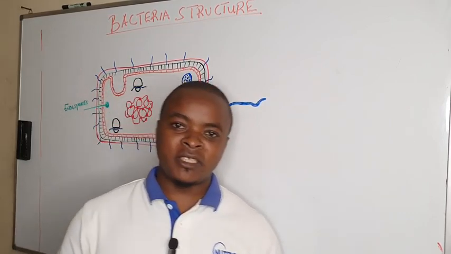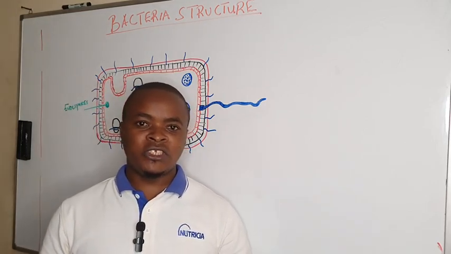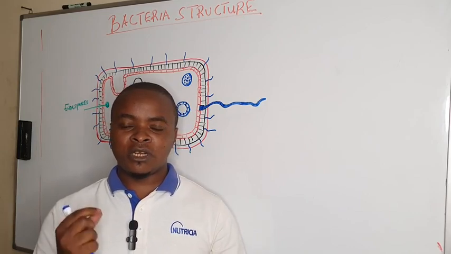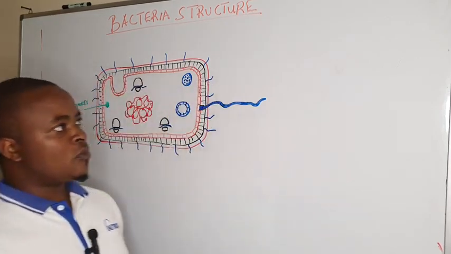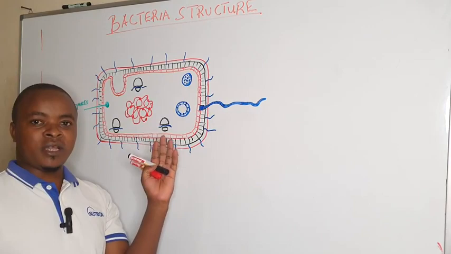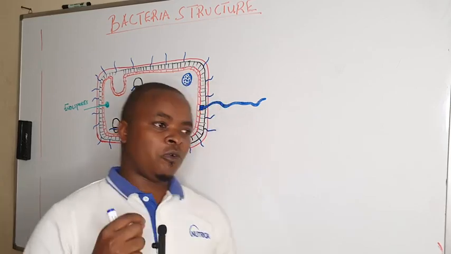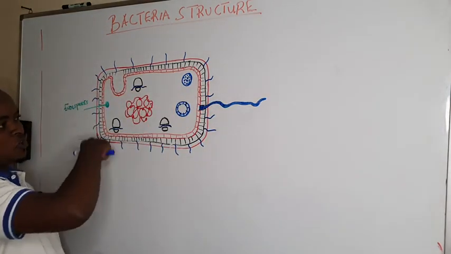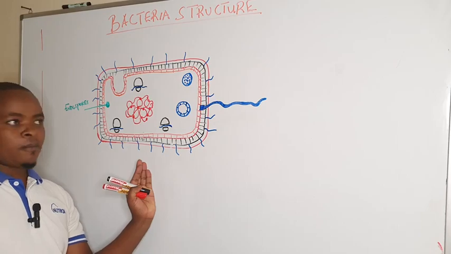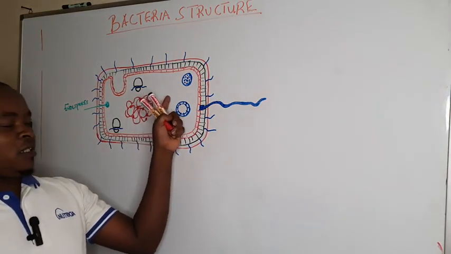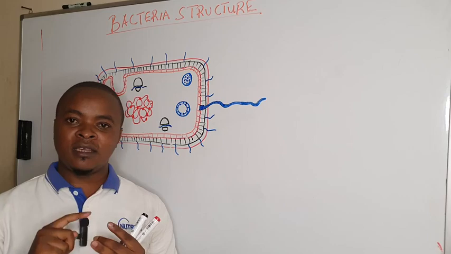So on the structure of bacteria, we know that bacteria is a prokaryotic cell which is unicellular. It is a prokaryotic, unicellular organism with no nuclear membrane and lacks membrane-bound organelles. We want to see the different parts or structures of this unicellular organism we are calling bacteria. We are going to divide them into two: the outer parts and the inner parts.